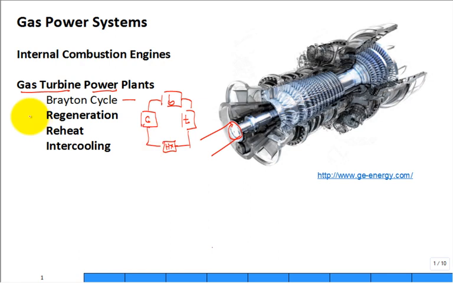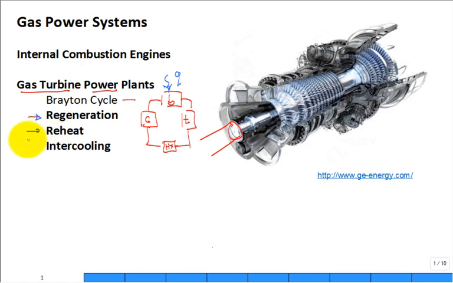So we'll talk about regeneration. We've seen regeneration with the vapor power cycles, and it's the exact same concept of why we want to do that. We don't want our expensive fuel to be bringing heat into the working fluid at low temperatures. We would like that heat to be brought in at high temperatures. All right, that's the idea behind regeneration, both for the vapor power cycle as well as the gas power cycles.